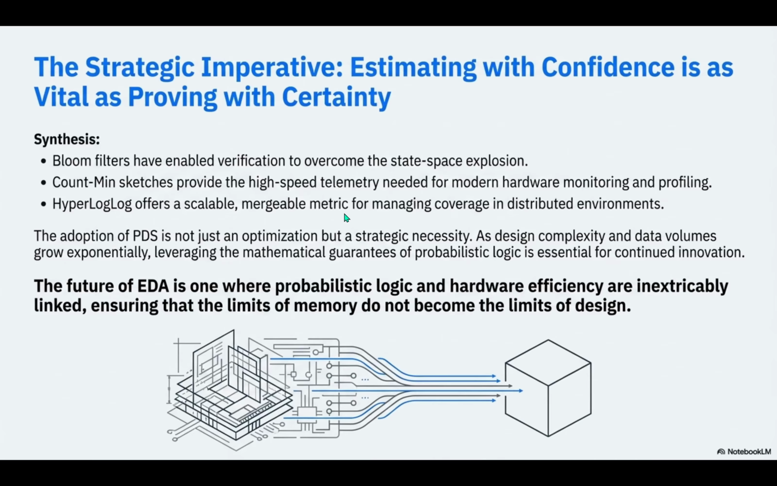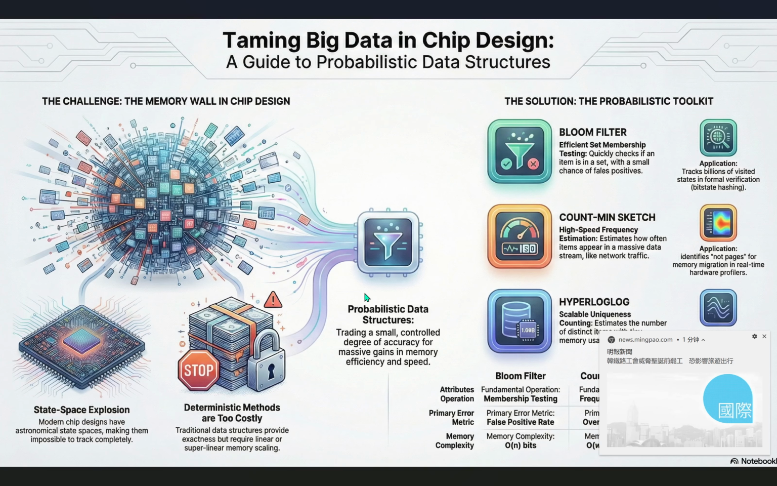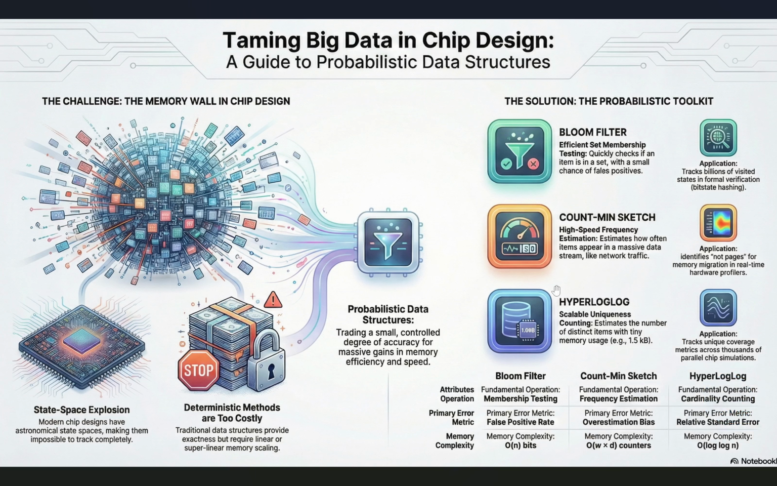Right. This philosophical pivot from proving with certainty to estimating with confidence, that feels like the most profound takeaway. I agree completely. It validates the idea that at a certain scale, complexity demands approximation. We're in an era where trusting the mathematical bounds of probability is essential for progress. We have to ensure that the limits of our memory do not become the limits of our imagination.